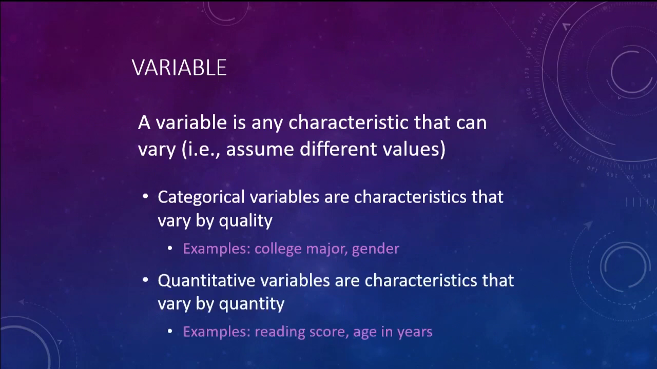Quantitative variables are characteristics that vary by quantity or amount. If we obtain a reading score for each student, then the reading score indicates amount of reading achievement. If we record someone's age in years, that's the number of years that the person has been alive.